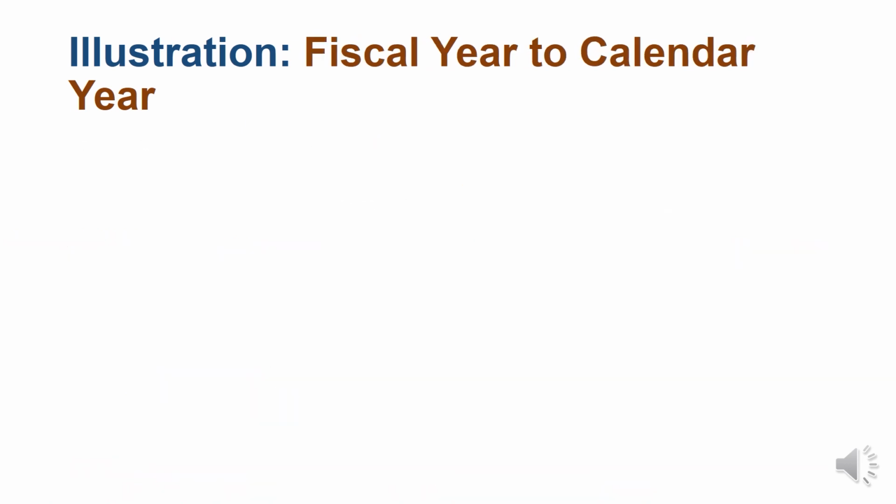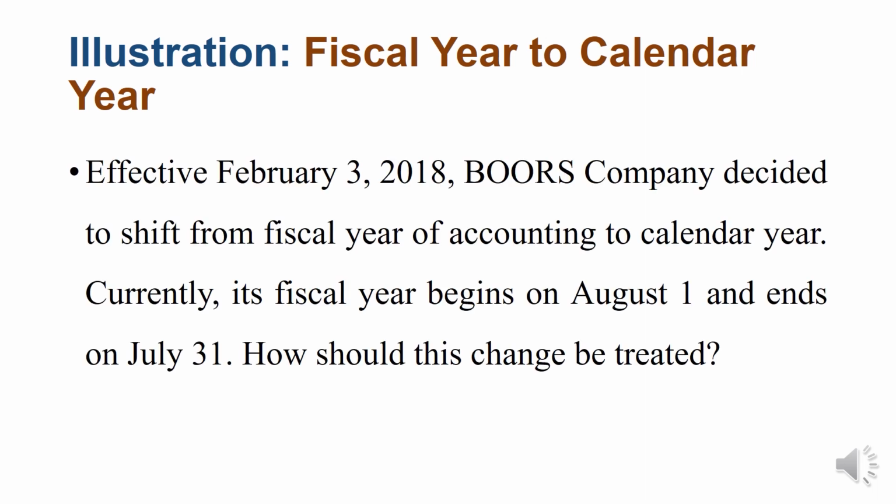So let's have another example. This is a change from fiscal year to calendar year. So effective February 3, 2018, Bohr's company decided to shift from fiscal year accounting to calendar year. Currently, its fiscal year begins on August 1 and ends on July 31. How should this change be treated?